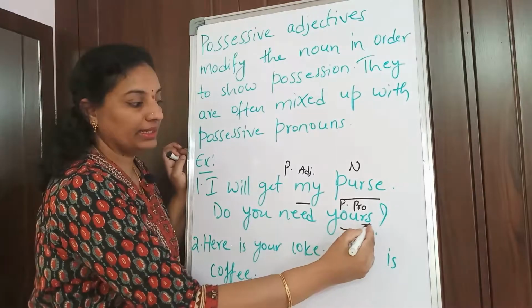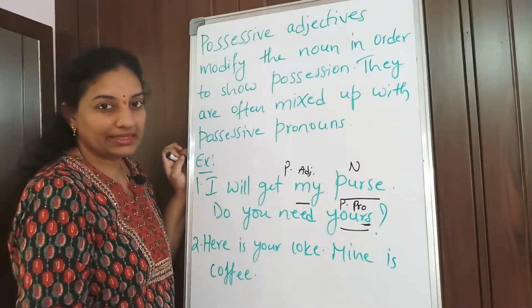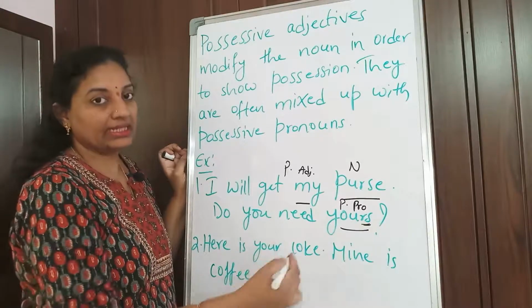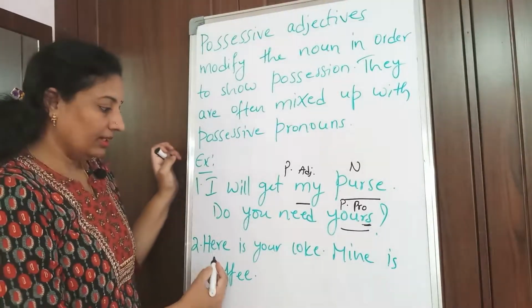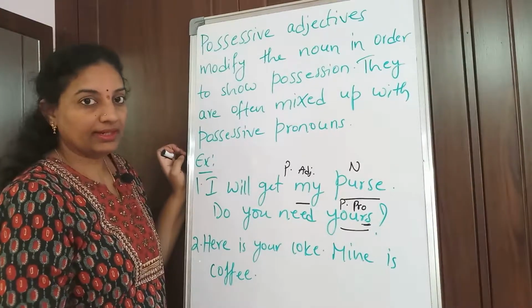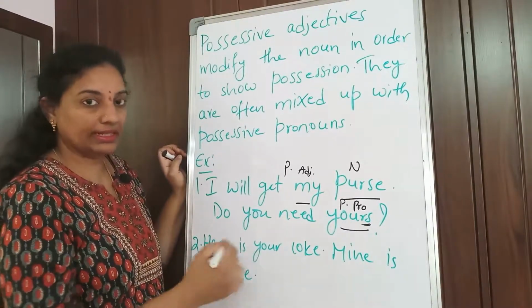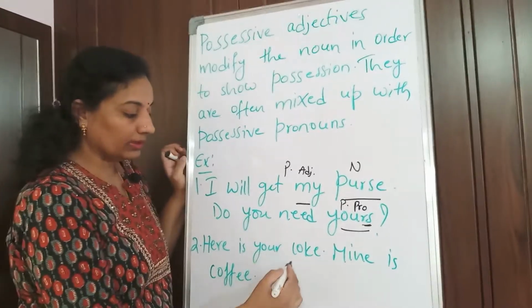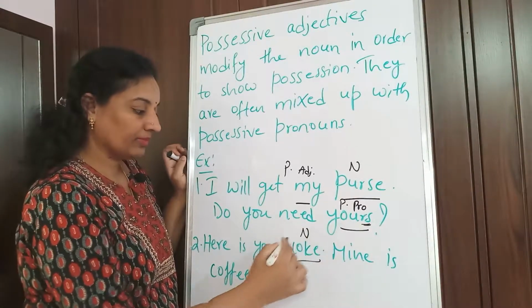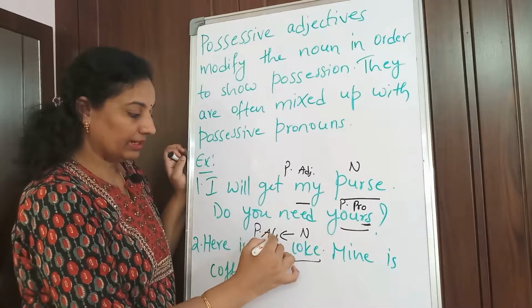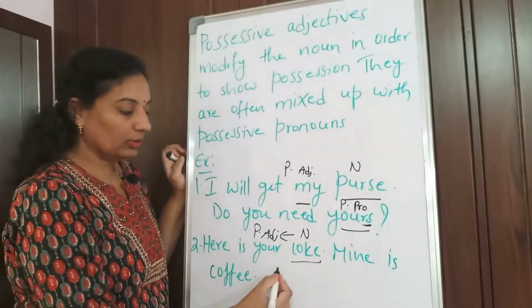Do you remember these S words? Yours, ours, theirs, his, hers, its. Do you remember those words? Exactly. Here is your Coke. Mine is coffee. Now I think you can identify what is an adjective over here. Here is your Coke. Coke is the noun. So this is possessive adjective here. Your what?